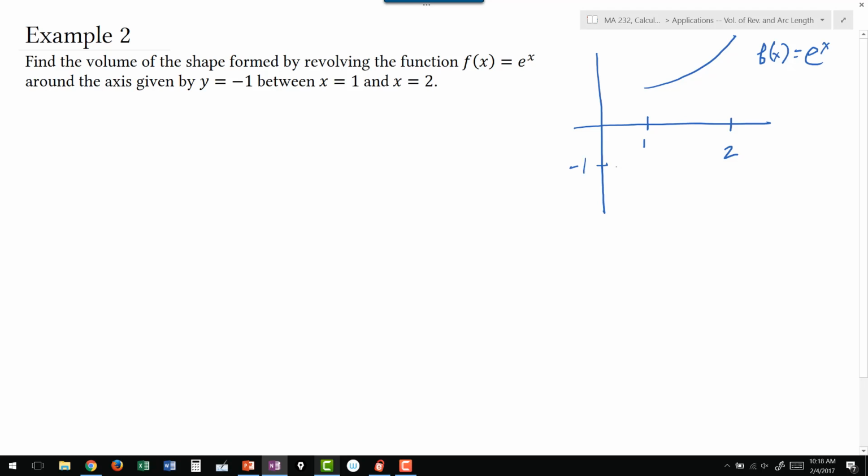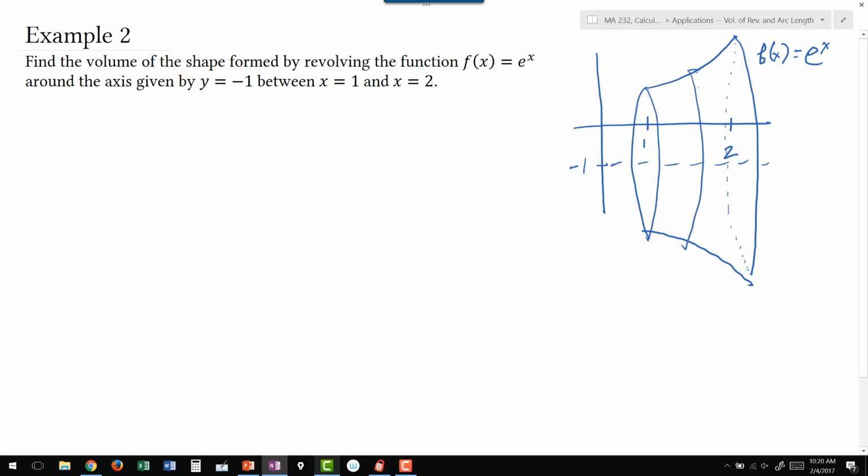So we get a quick sketch of what this figure is going to look like. Here's our axis of rotation, y is equal to -1. And so we have to imagine revolving our curve now around this axis. We see that the resulting shape is something like a tree stump or a Christmas tree stand or something like that.